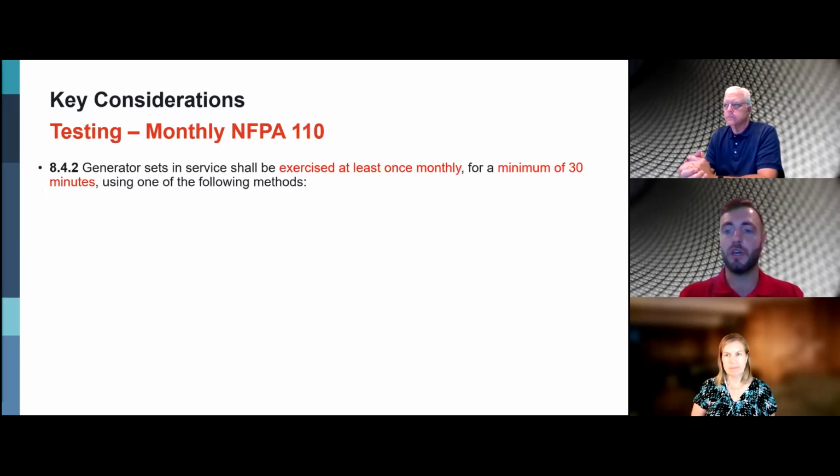So I mentioned we'd talk about testing, and here we go. In healthcare applications, the reliability of an emergency power supply system is top priority. One way to ensure the reliability is through proper testing and exercising of your emergency power supply system. NFPA outlines in section 8.4.2 how to test an emergency power supply system monthly. To start off, these monthly tests must be a minimum of 30 minutes using one of the following methods.